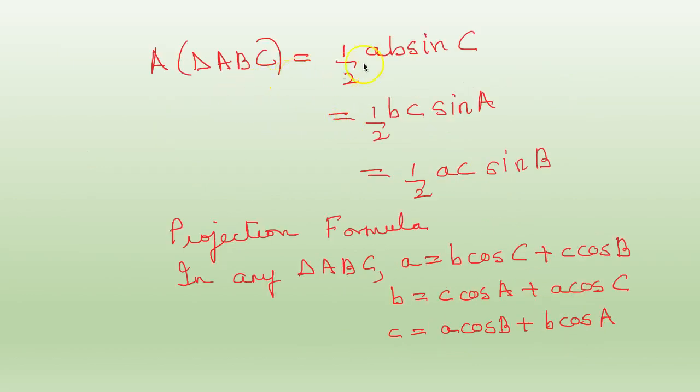Now the area of triangle ABC is half ab sin C or half bc sin A or half ac sin B. Then we have the projection formula, which says that in any triangle ABC, a equals b cos C plus c cos B, b equals c cos A plus a cos C, c equals a cos B plus b cos A.